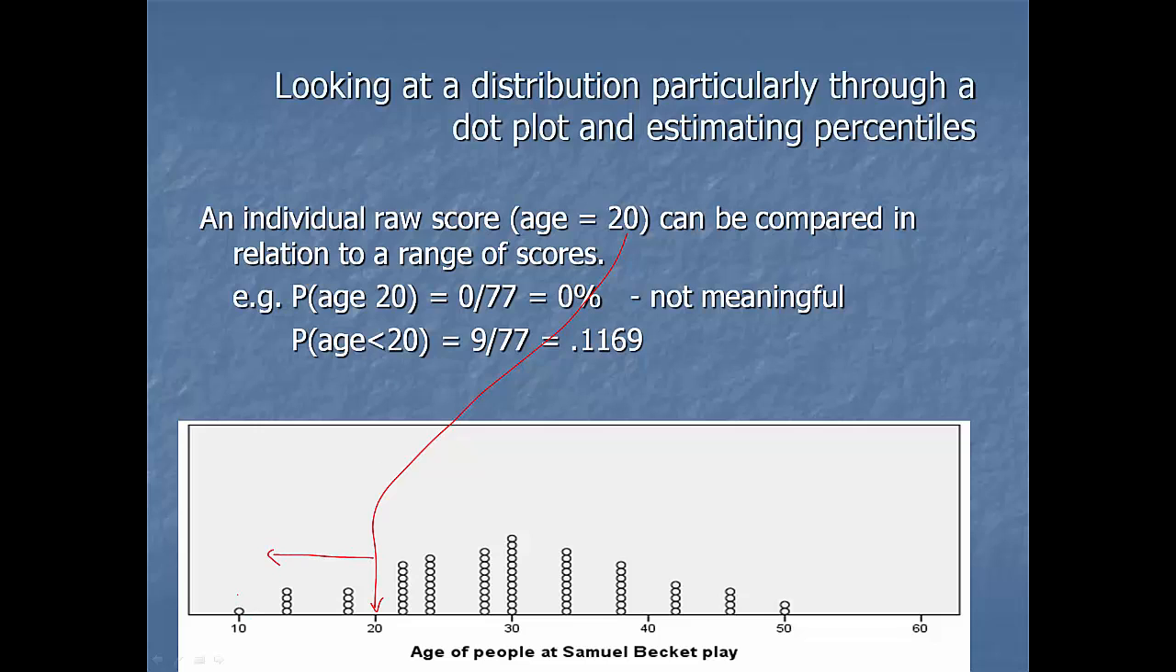And we count. 1 plus 4 equals 9. And so that's where that 9 comes from. And 9 out of 77 is 11.69%. That's from probabilities. The probability of age less than 20 of people at the Samuel Beckett play.